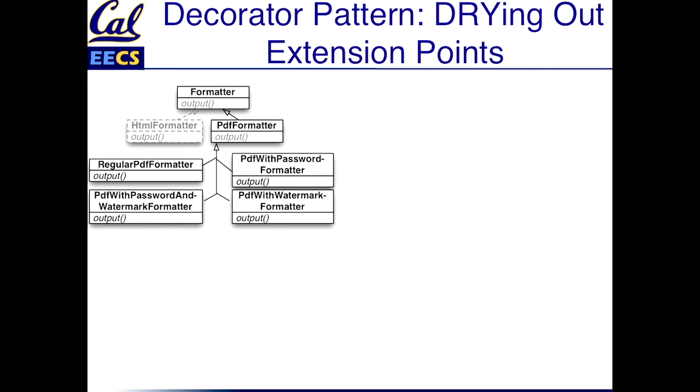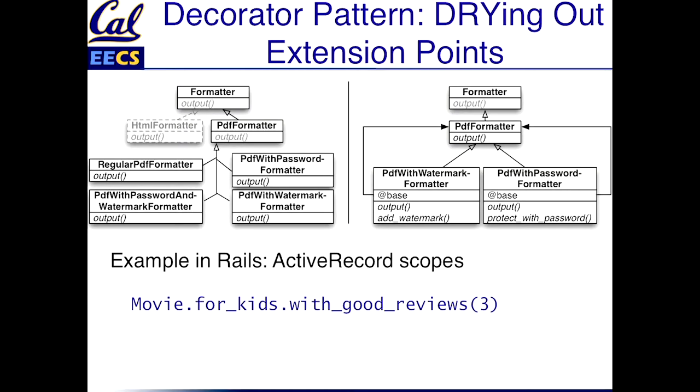And the problem is, if you can add these behaviors selectively, then if you're trying to use inheritance, you're basically stuck with coming up with all of the permutations of them that you would want and coming up with a subclass per set of permutations, right? That's hardly DRY. So the decorator pattern can help us here, and you've actually already seen it in the wild. You've seen it in Active Record scopes with things like movies for kids with good reviews, when we're stacking together different behaviors, and each one returns something that the previous one can operate on.